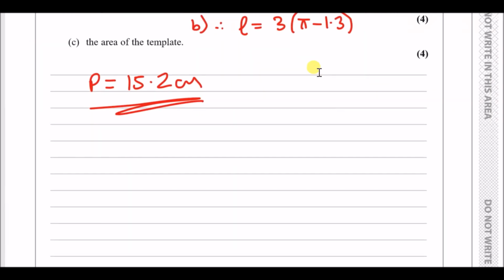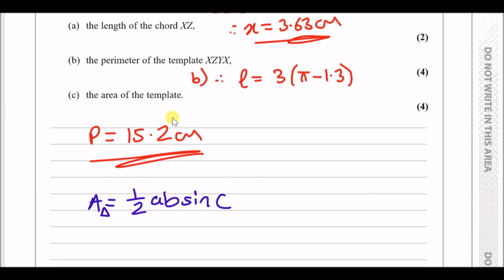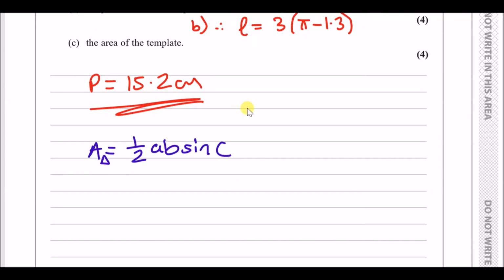Well, the general formula for a triangle is always half ab sine C, where C is the angle between a and b. So looking back here, let me just put a little triangle here. Look at this triangle. Since we know that the angle is 1.3, the lengths between the angle are going to be 3 and also 3. So this is going to equal half times 3 times 3 times sine of the angle, which is 1.3 radians.